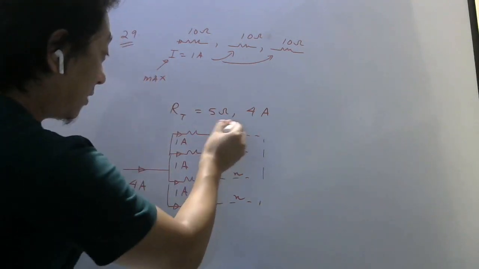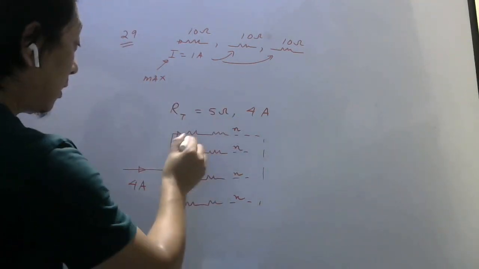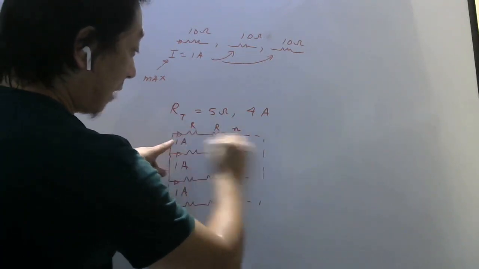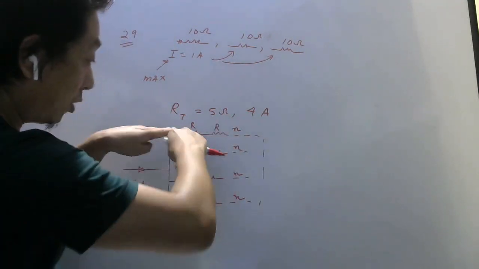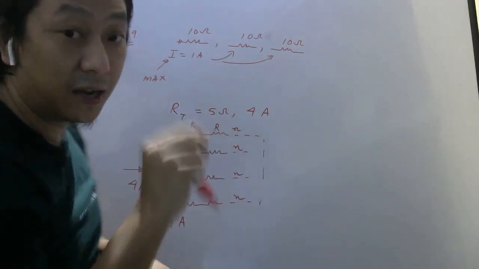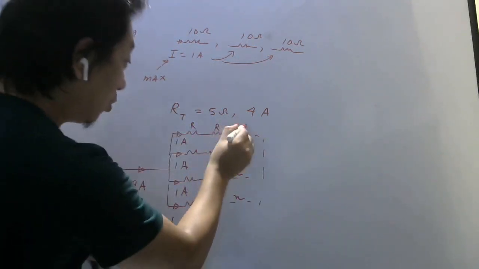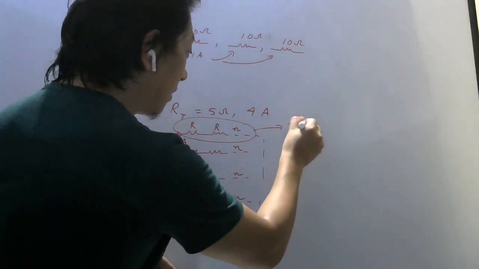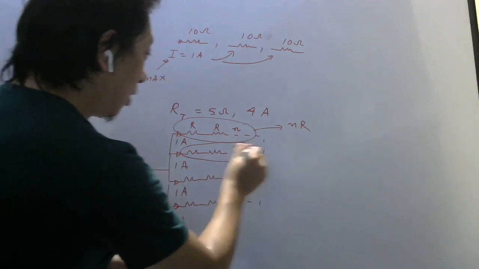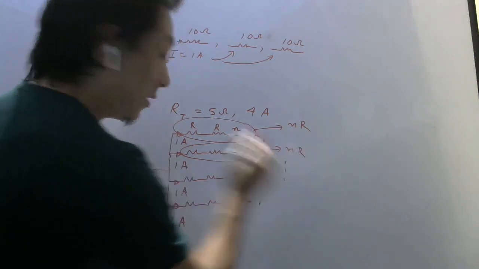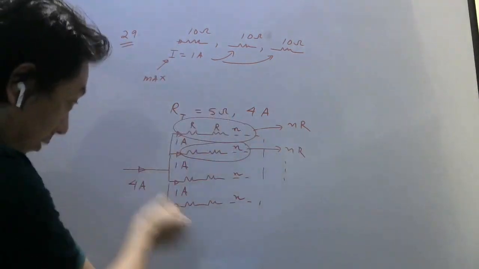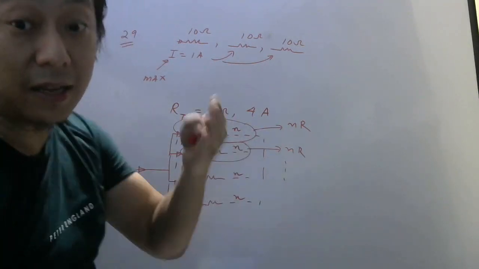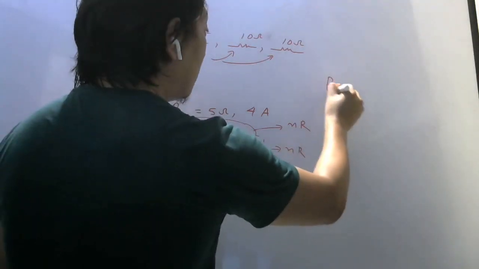Now how to find this n? Listen carefully. This resistance is R, this is also R, and I am writing n times, because I am assuming in this line there are n resistors. So total resistance of this will be nR. Similarly, total of this will be nR, like that. So since this nR, this nR, this nR, this nR are in parallel, total resistance will be how much?